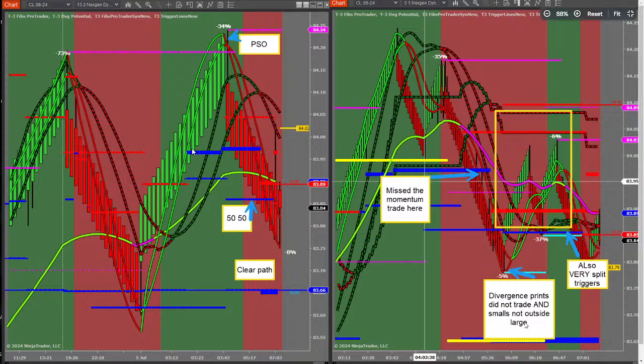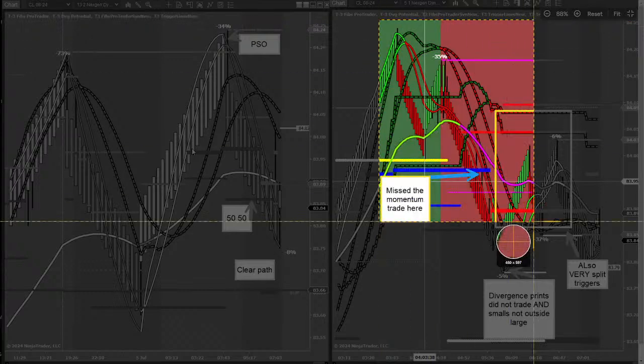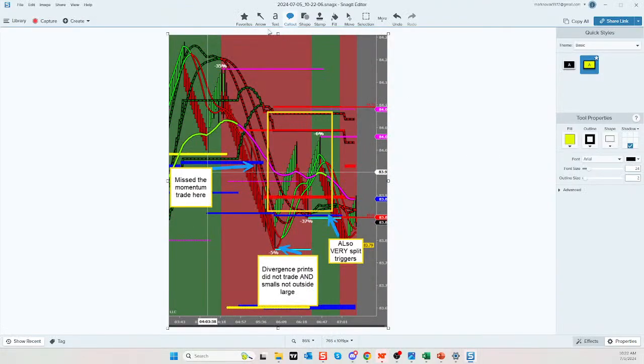Small's not outside of large. Are you sure about that? It looks like the smalls are outside of the large, doesn't it? They're not inside the large. They're below the large. There's space between the two. And maybe we have a difference of a visual here, right? At the time of the pullback is where I'm looking for that. That's pretty good, right?